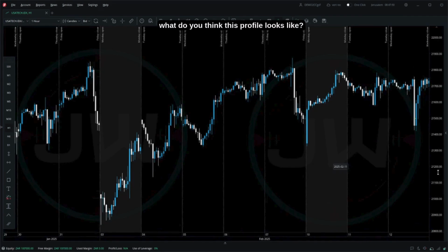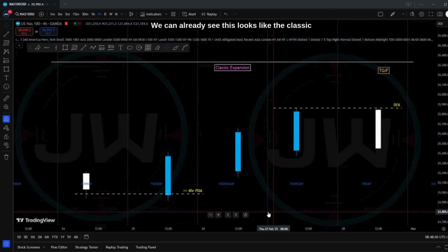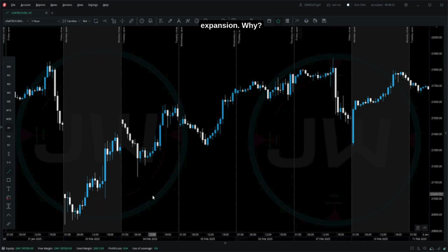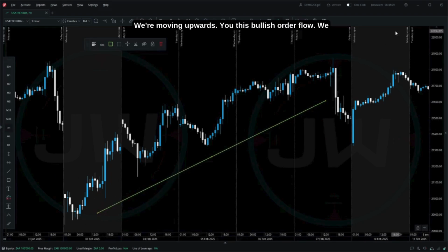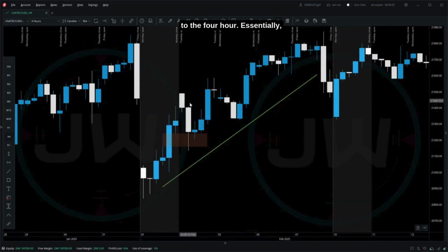From first glance, what do you think this profile looks like? We can already see this looks like the classic expansion. Why? We're moving upwards. See this bullish order flow? We expanded right from Monday. And what did Tuesday do? We go to the 4 hour. Essentially Tuesday swept 4 hour liquidity.